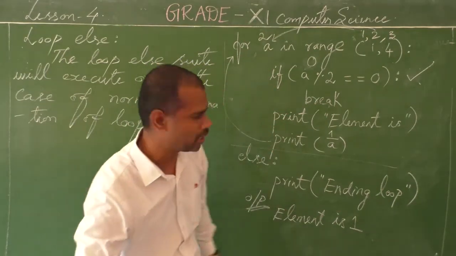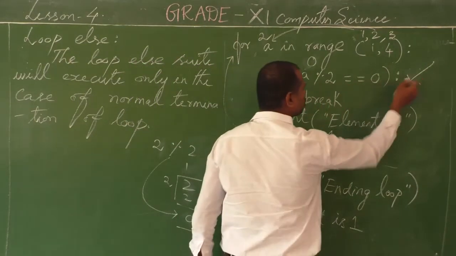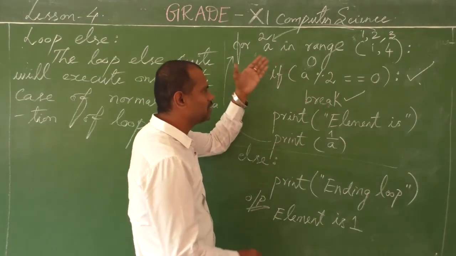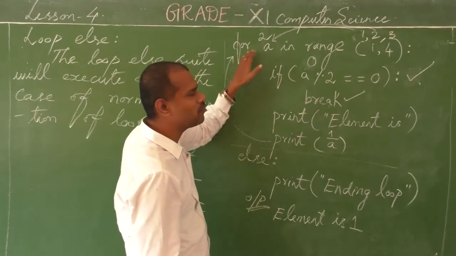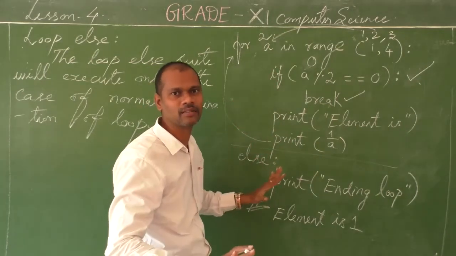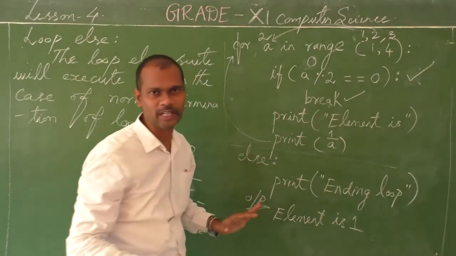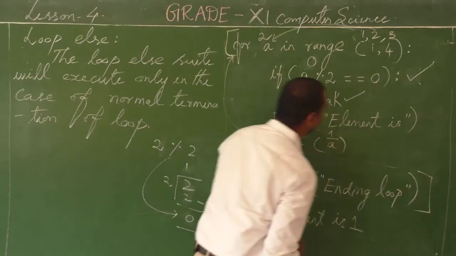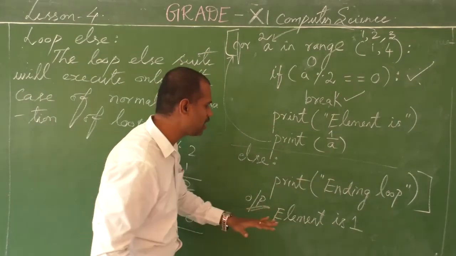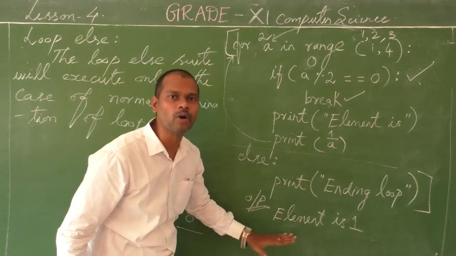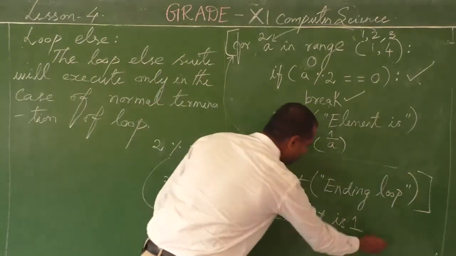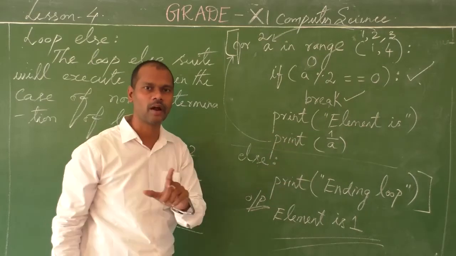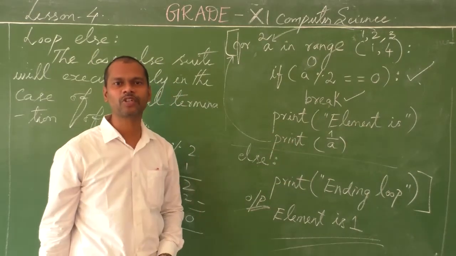Got it? Okay. So since this condition is true, this break will be executed. This break will make the for loop entirely finished. No more for loop will be executed. The for loop started here and ended here. The entire for loop is finished. And there is no more output. So this is the final output: element is 1. Got it? Shall we go for the next question?